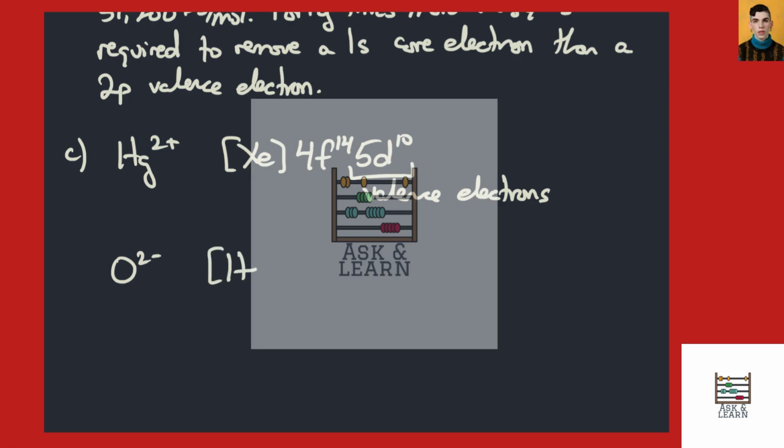And for O2-, helium, 2s2, 2p6, and the 2p6 would be where we would find our valence electrons again in the outermost shell.